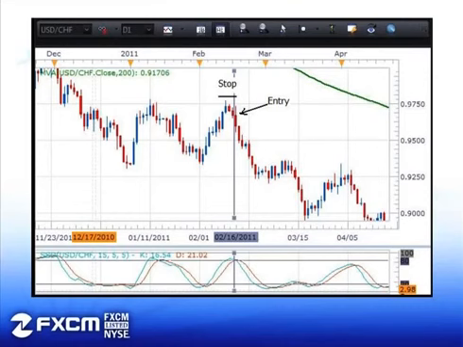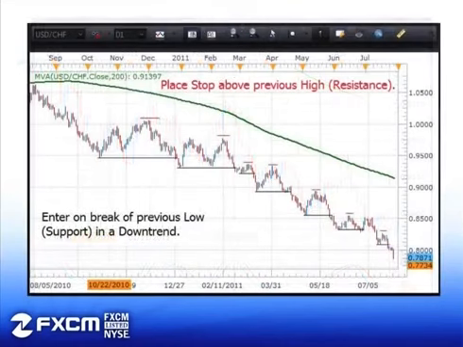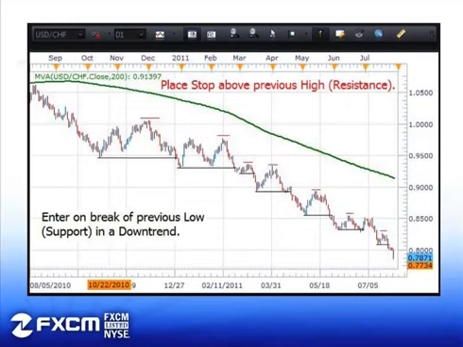And here's another way. Like the other one, we want to wait for the pullback and then enter the trade when it starts to resume back in the direction of the trend. Now in this one, we're doing it a little bit differently. We're waiting for price action to take out a previous level of support in a downtrend. So, for example, dollar Swiss, daily chart again. I mean, it's the best example of a downtrend that's out there.